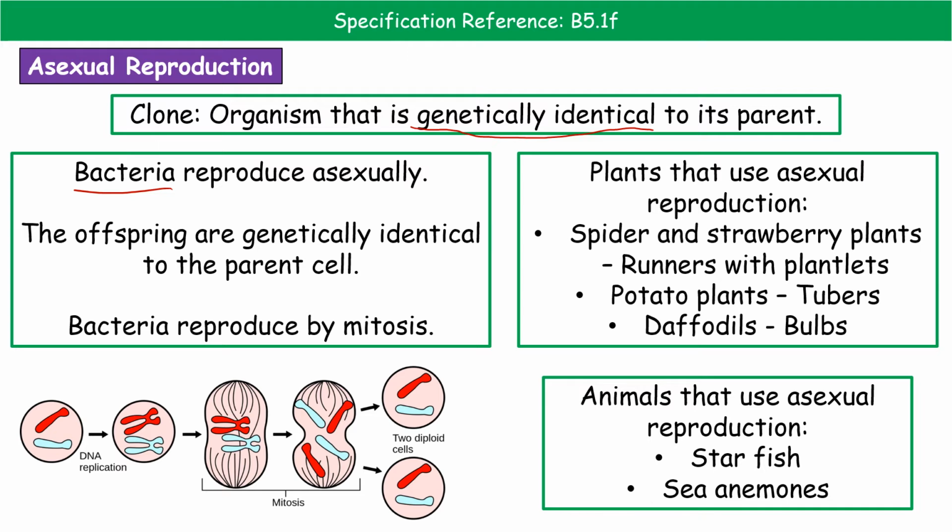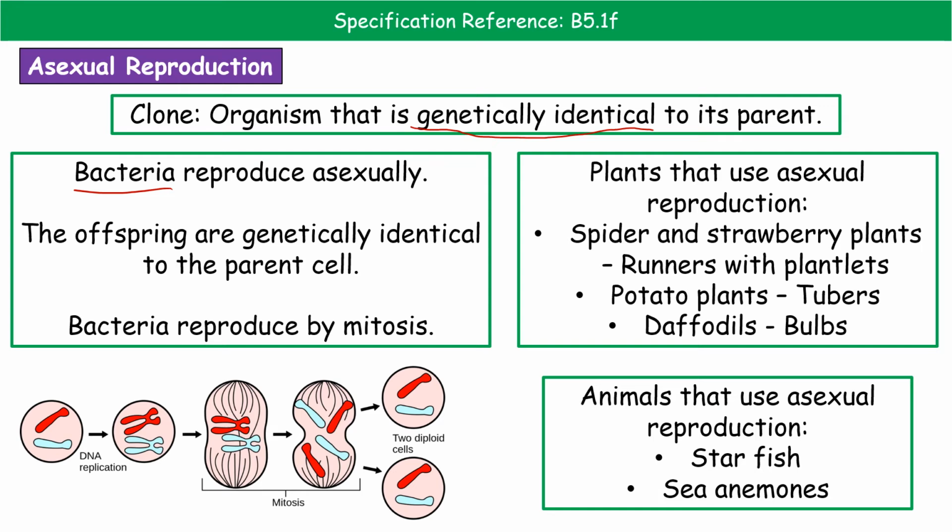Once it's replicated, the chromosomes line up along the equator. They're pulled to the opposite poles of the cell, and then the cell divides to make two genetically identical daughter cells. That is literally what bacteria do. It's not just bacteria though.